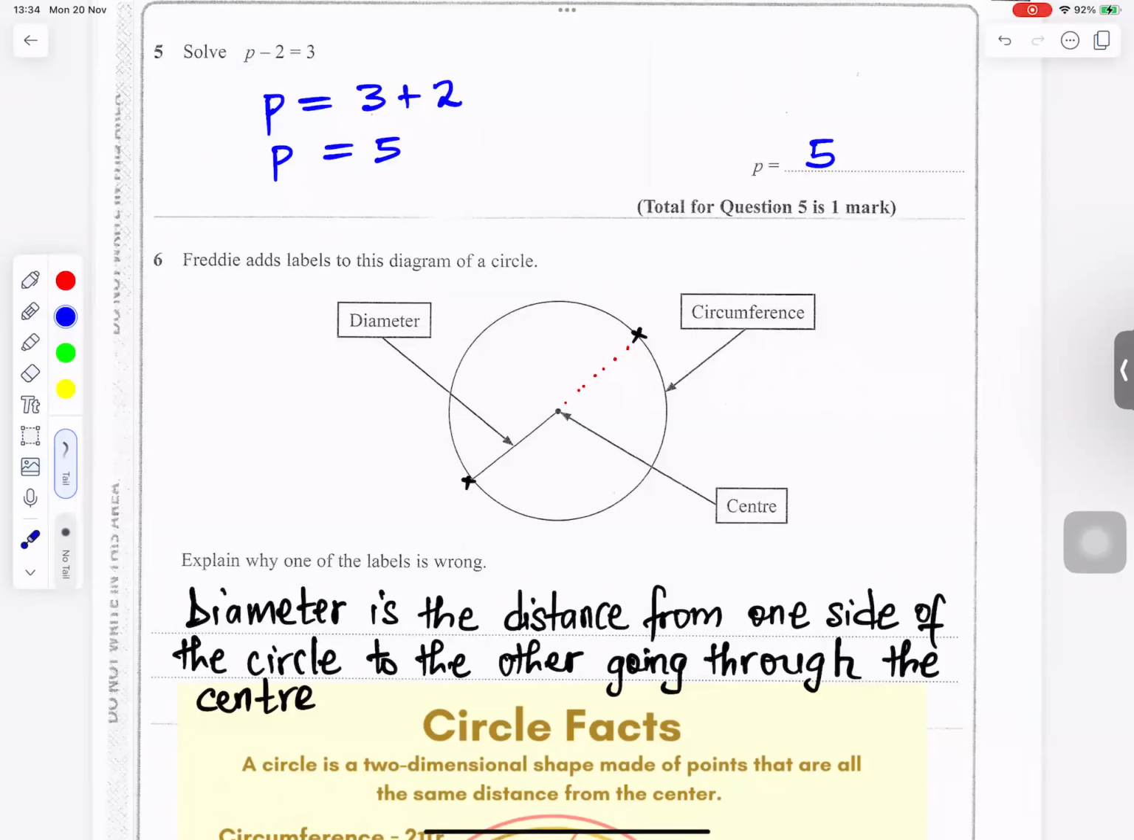Freddy adds labels to this diagram of a circle. Explain why one of the labels is wrong. Which one is wrong? The diameter is the one that is wrong. Diameter is a distance from one side of the circle to the other side of the circle, passing through the center. That's the center there. It has to pass through the center.